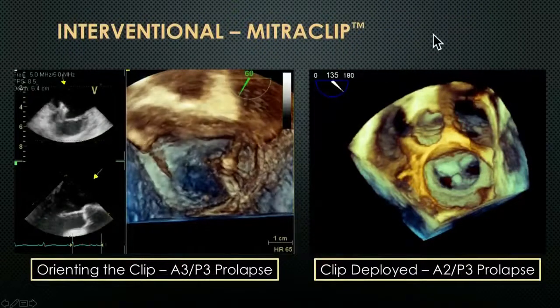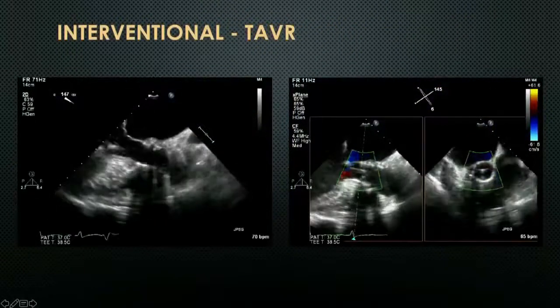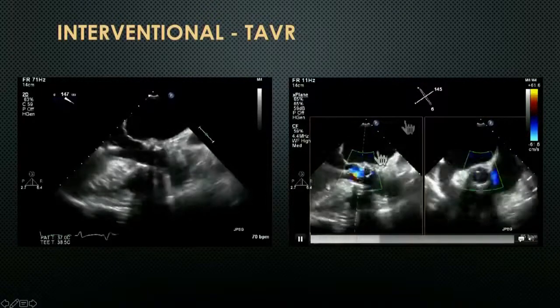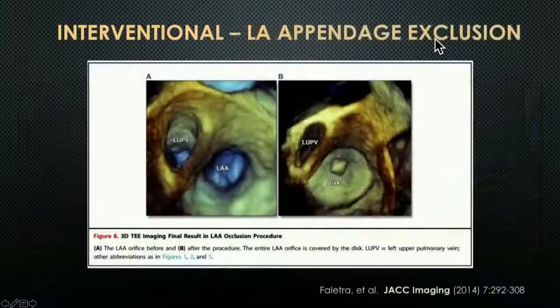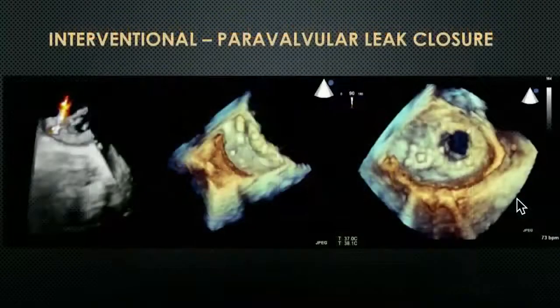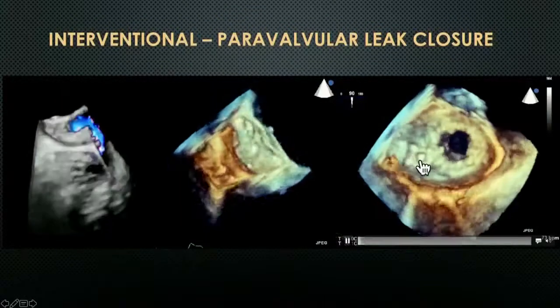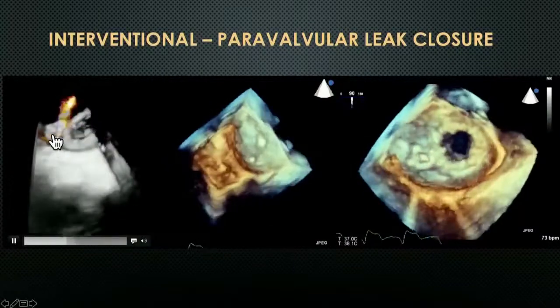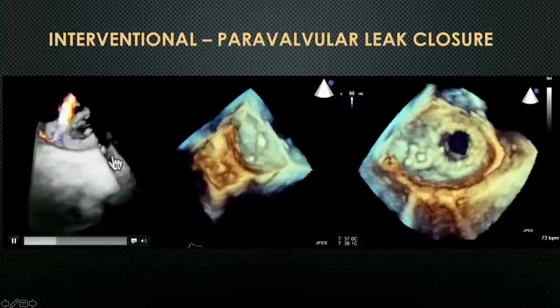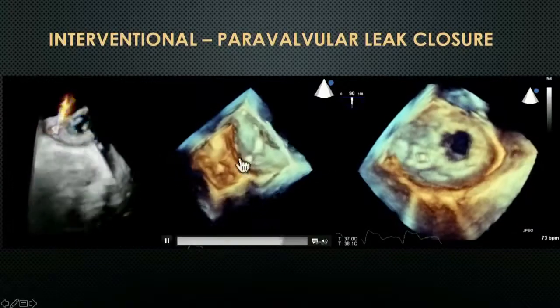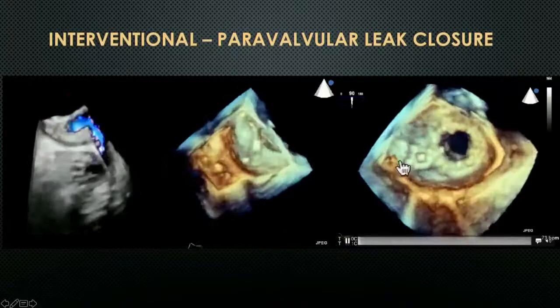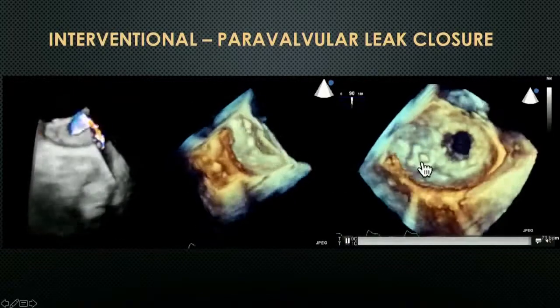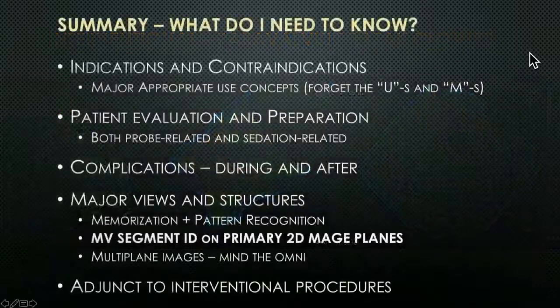Here's 3D imaging for a MitraClip, and frequently for TAVRs post-op to look for paravalvular leaks immediately post-op, not necessarily all the time, and of course for placement of left atrial appendage occlusion devices, as well as plugs for paravalvular leaks. Here we see a paravalvular leak around a bioprosthetic mitral valve. The wire is put through that leak using 3D and 2D guidance, and then the paravalvular leak is subsequently closed.